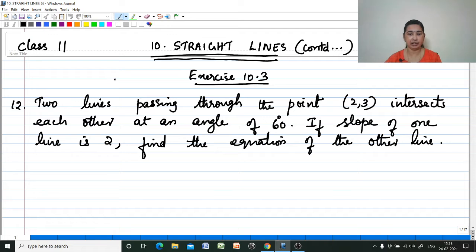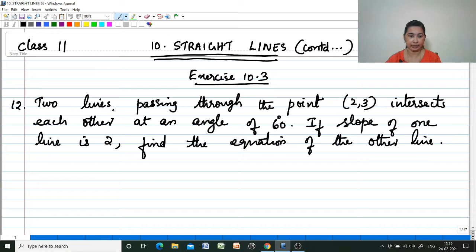Today I am discussing class 11 chapter 10 straight lines. We are continuing the chapter. In the last video we started discussing exercise 10.3. Now we are moving on to the remaining questions of the exercise.